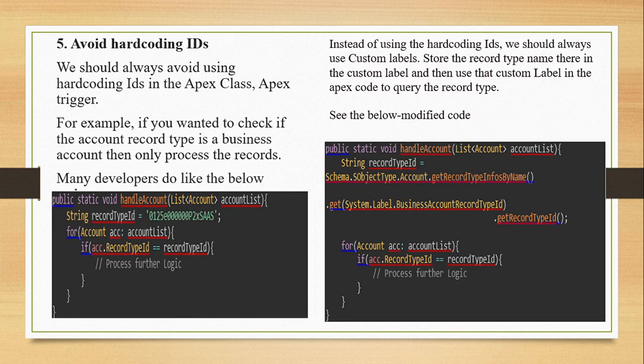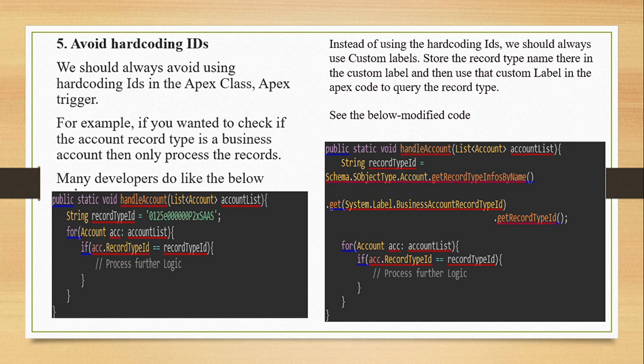How to avoid hard coding IDs? We should always avoid hard coding IDs in the Apex class and Apex trigger. For example, if you want to check whether the account record type is a business account record type, and only then process the records, many developers do it like below: public static handleAccount(List<Account> accountList, String recordType), where they hard code the record type ID, which is not correct.